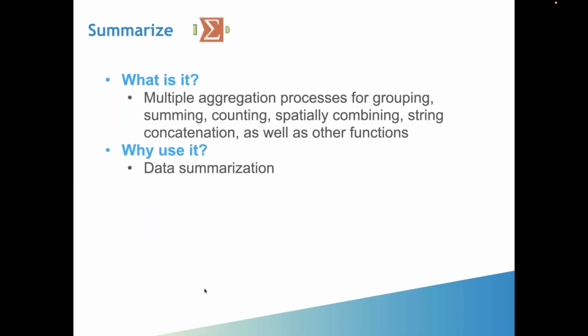Summarize, it is aggregated form, so that you can get the group by function. So select star from table where region is equal to, no, sales is greater than 100, and group by region, let's say. That is nothing but the aggregated data. So multiple aggregated processes for grouping, summing, counting, spatially combining, string concatenation, as well as other functions.